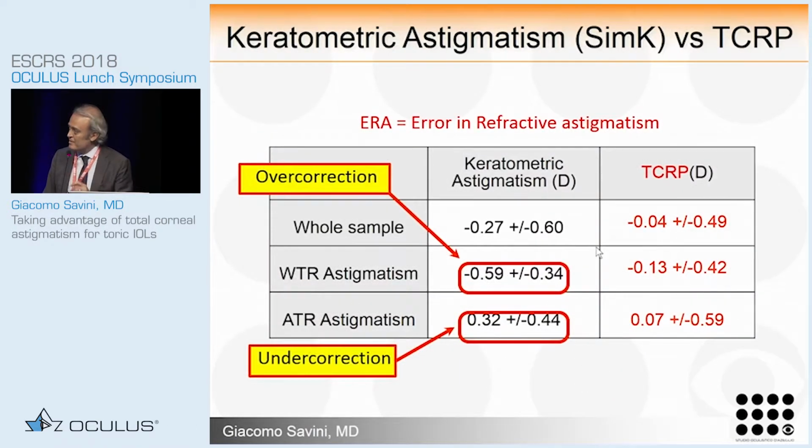And this is a summary of that study, where you can see that in eyes with the rule astigmatism, if you use K1 and K2, you get an overcorrection of astigmatism of more than half a diopter, 0.59. And in against the rule eyes, you get an undercorrection of 0.3 diopters. While if you don't use K1 and K2, but use total corneal refractive power, the average error is close to 0 in both cases. So this was the first vectorial demonstration of the improvement of toric IOL calculations using total corneal astigmatism.